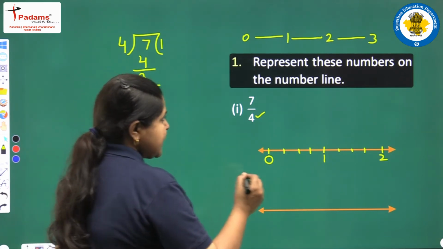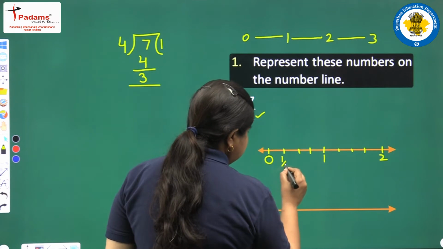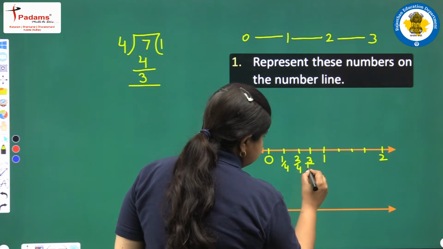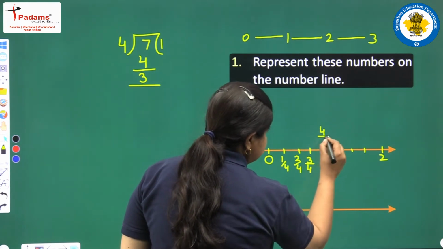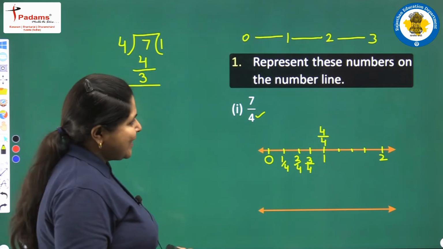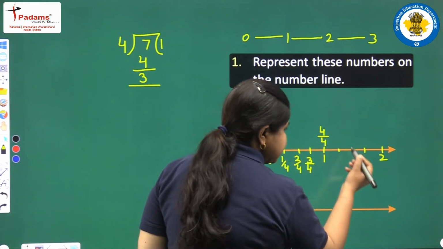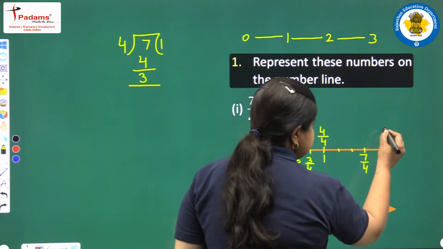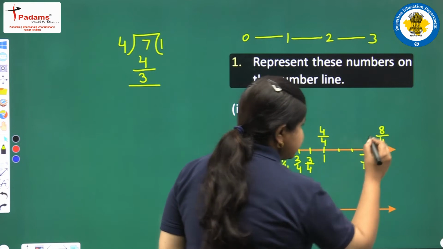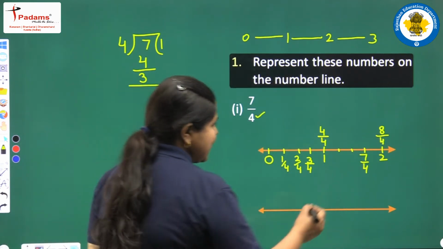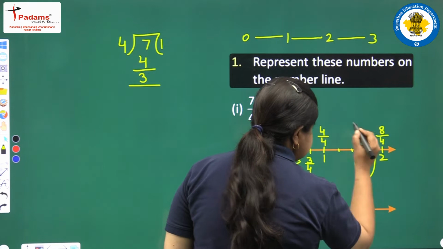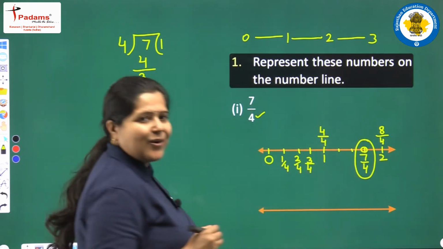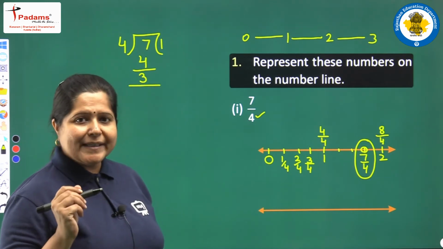Now we start marking the numbers. This is 1 by 4, this is 2 by 4, this is 3 by 4, this is 4 by 4 which is equal to 1. Next will be 5 by 4, then 6 by 4, then 7 by 4 and then 8 upon 4 which is equal to 2. So this is the location of 7 by 4, and this point is exactly the location of 7 by 4 on the number line.